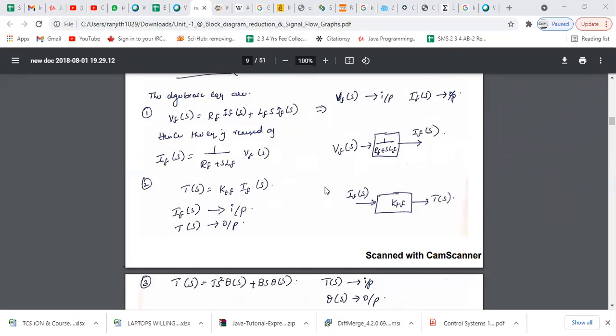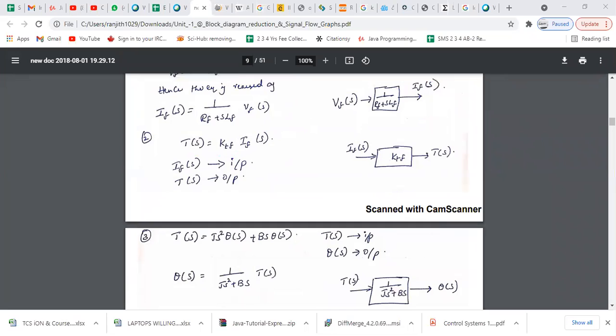Coming to the third section. What is the output of the second section? T of S. Right. Coming to the third equation, what is the input? What is the output? T of S is the input, theta of S is the output. Then theta of S equals 1 by JS square plus BS into T of S. So the transfer function is 1 by JS square plus BS.